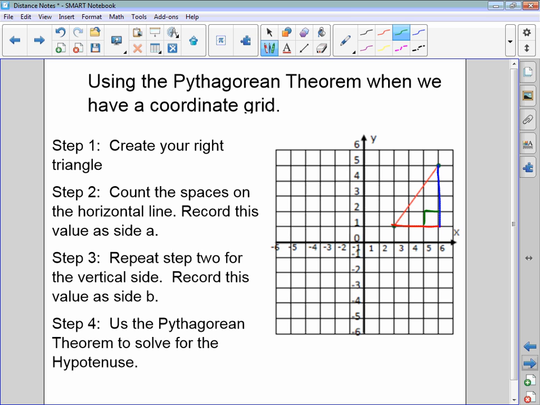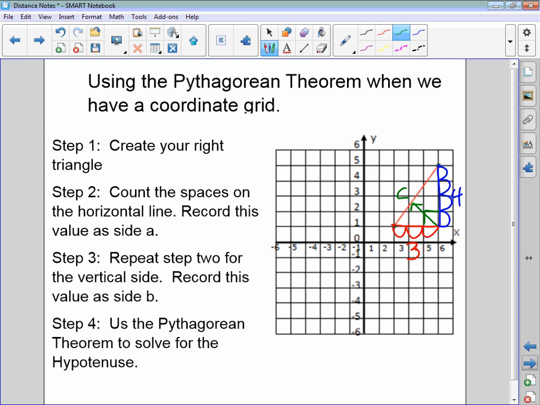And now what we will do is count our sides for A. 1, 2, 3. And our side for B. 1, 2, 3, 4. We now have a 3 and a 4 for A and B. If we notice, our right angle is right here, so across from the right angle is our C.